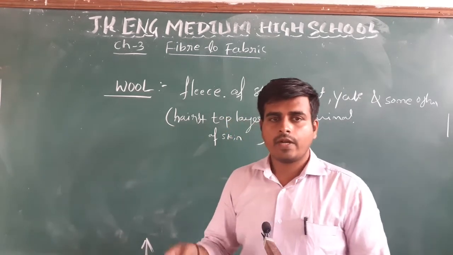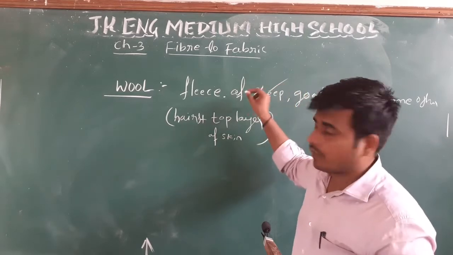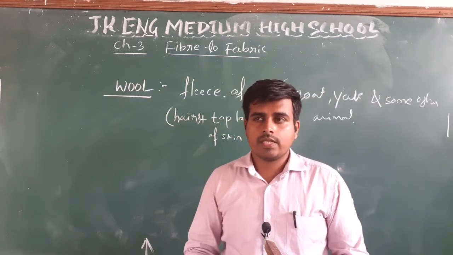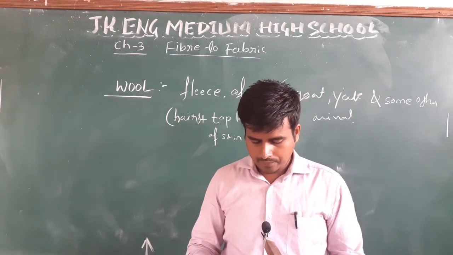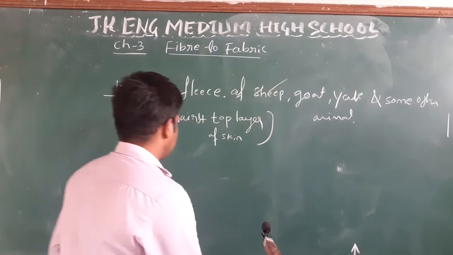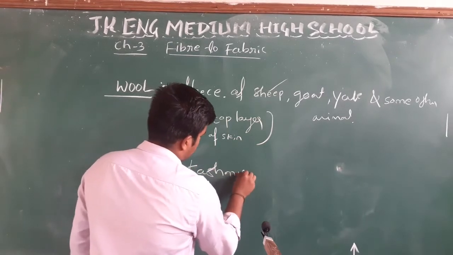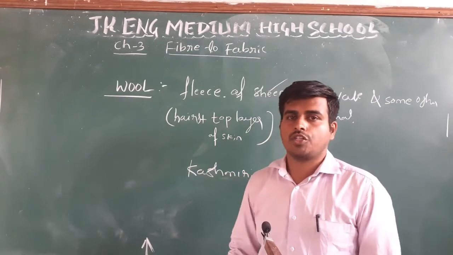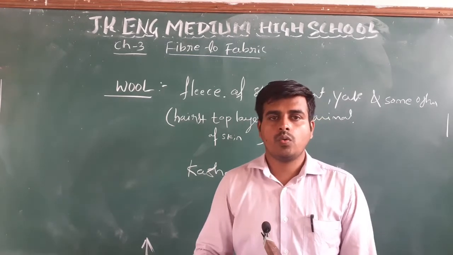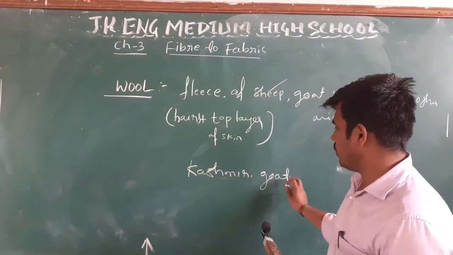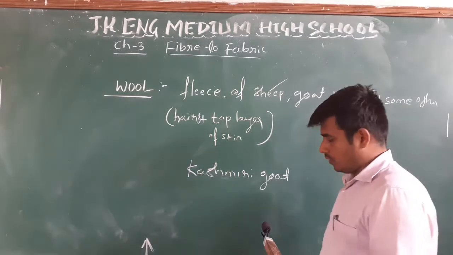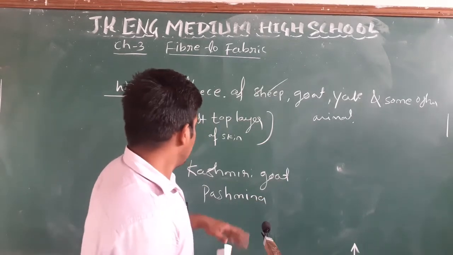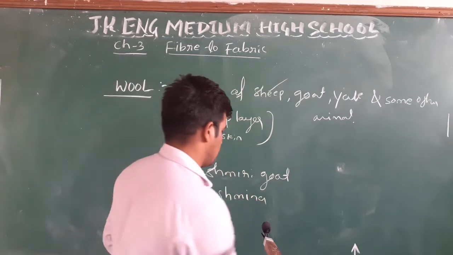Similarly, different breeds of sheep and goat produce different types of wool. The best wool is produced by the Kashmiri goat, the Angora goat, we can say. Kashmiri goats, which are domesticated in the Kashmir region, produce the best wool. The wool produced by the Kashmiri goat is used to make pashmina shawls. The shawls made out of wool produced by the Kashmiri goat are known as pashmina shawls.